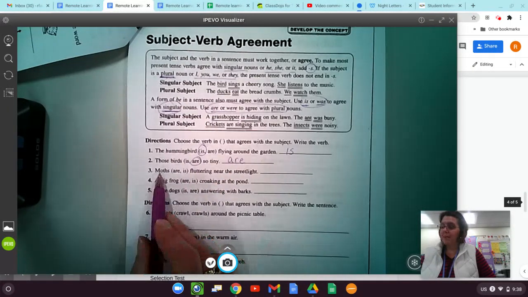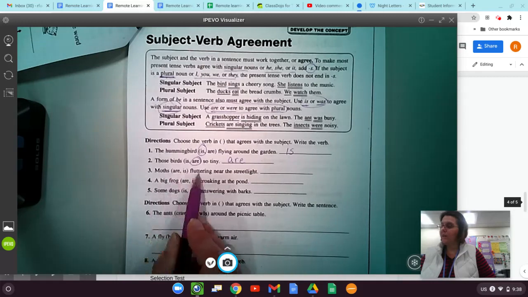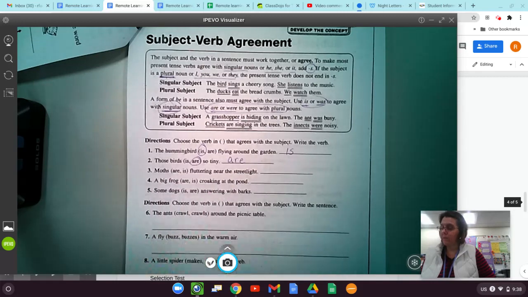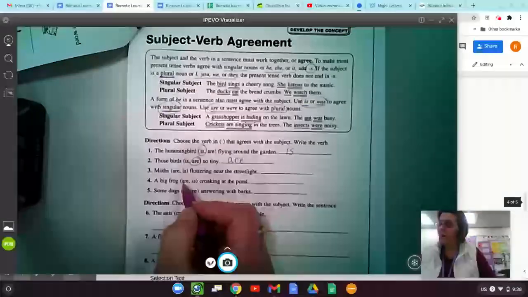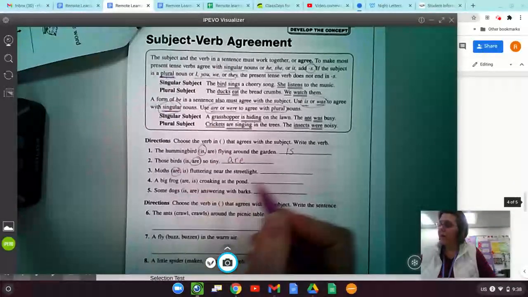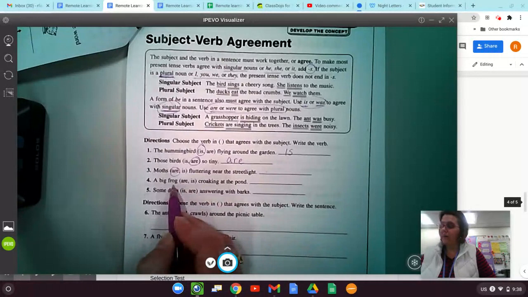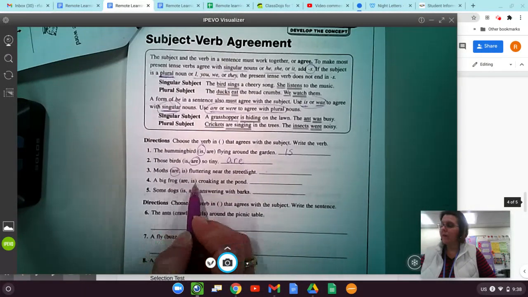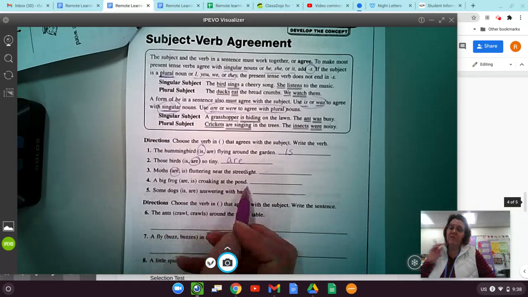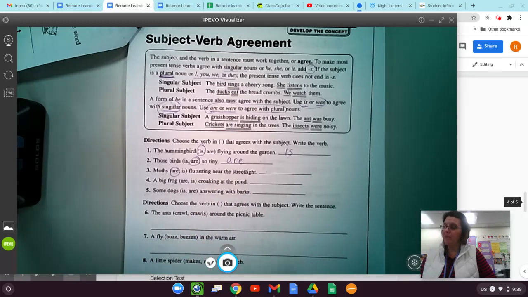Moths, that's plural. Moths is or are fluttering near the streetlight. Which one would it be? Are. So you're going to write are. A big frog, that's singular, are or is, croaking at the pond. Okay, so I want you to finish that section. You can pause it and finish it.